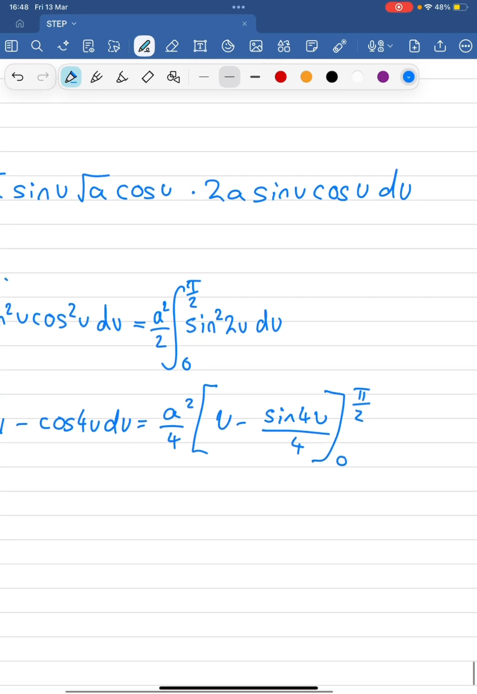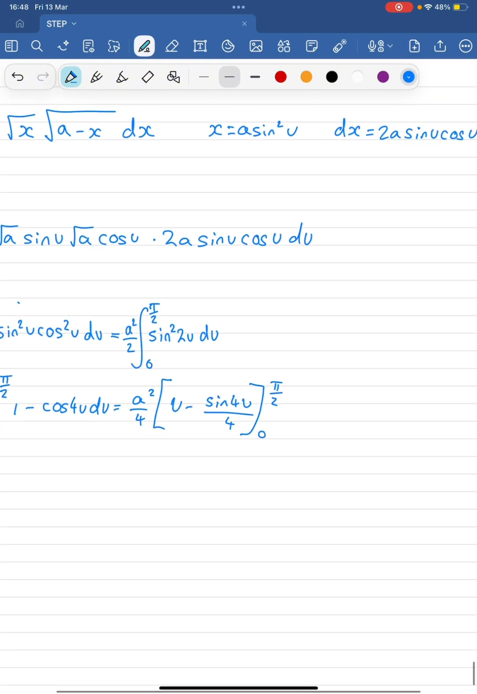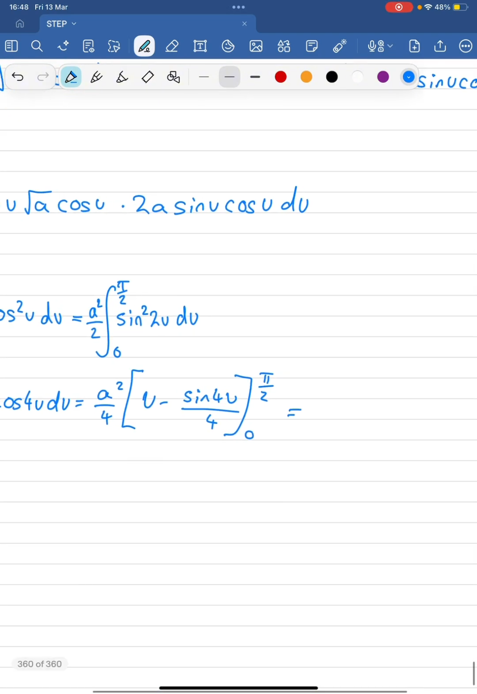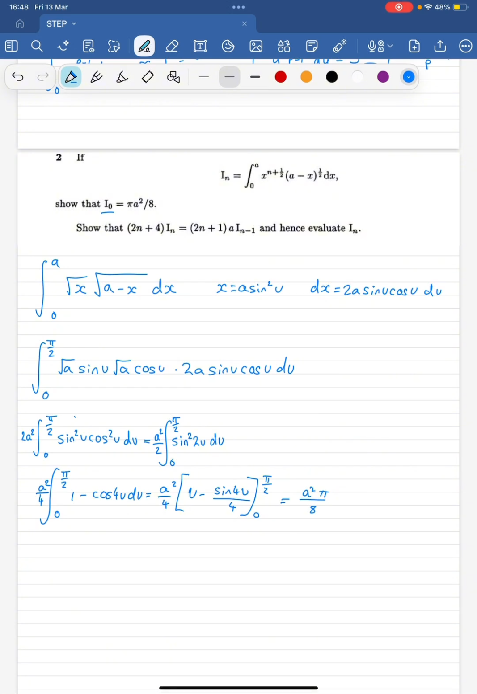And then, of course, the sine part evaluated at pi over 2 and 0 is just going to be 0. So this is just going to be a squared pi over 8, because it's 4 times 2 on the bottom. So cool, we've shown that. Cool, the next part.